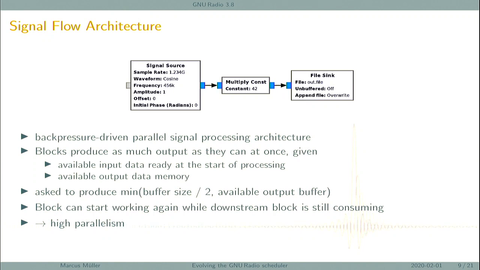Modern CPUs have caches, and these caches are inherently local. So it would be very desirable that, for example, if I had a lot of blocks, and this is just a part of my flow graph, these three blocks would run on the same CPU core. Why? Because then the output of that block would never leave the cache of that CPU core. The multiply const would then be called on data in cache and write to cached data for the file sink. Another thing is, it's obviously beneficial if we just try to execute these in sequence all over again. Why? Because then with lower cache usage, I can keep the same locality.